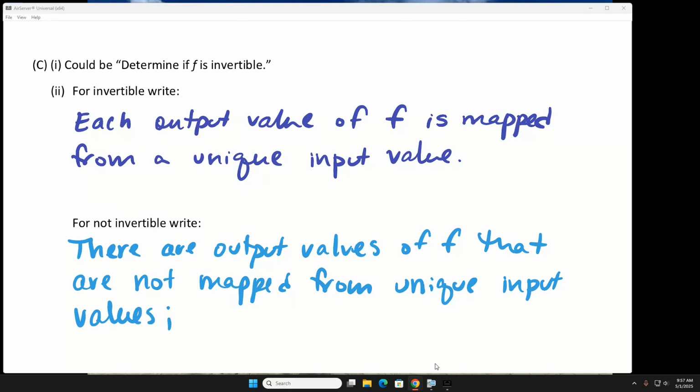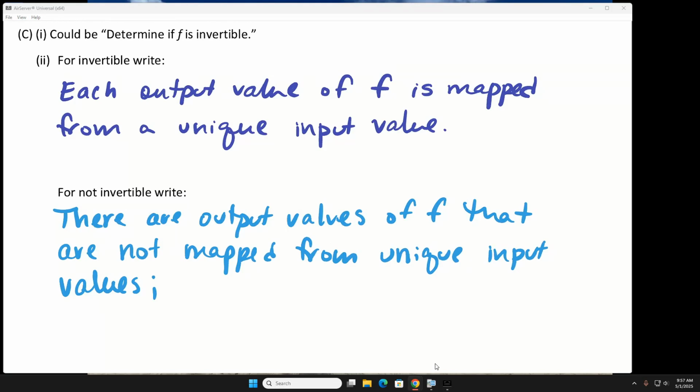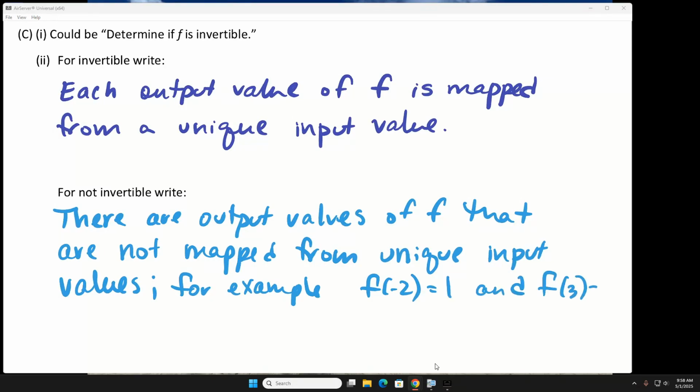And then you also have to give an example. So the one that was on the test last year was this one. It was not invertible. They didn't give the point if they didn't give an example of when this happens. So then you would just say something like, for example, f of -2 equals 1 and f of 3 equals 1. So two different input values gave the same output. So that makes the whole function not invertible. Whew. All right.